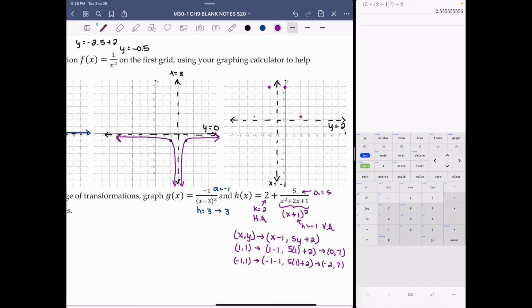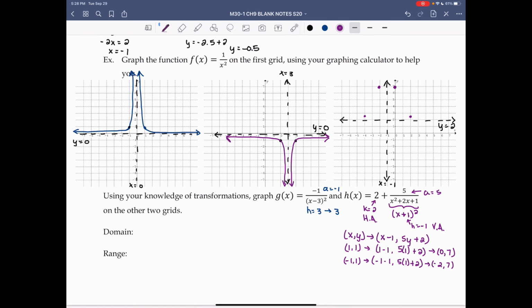which means I expect that when x equals -4, we would have a y value that's the same. So let's try it out. I'm going to go back up to my equation, hit enter so that I can change it. I'm going to just change my x value to a -4 and hit enter, and we get 2.555.